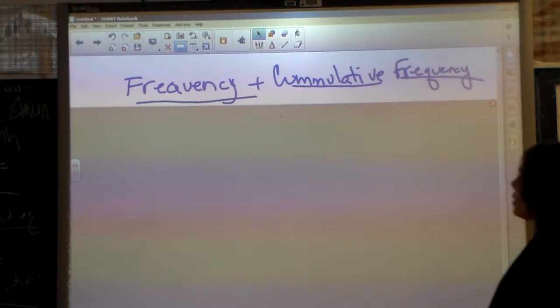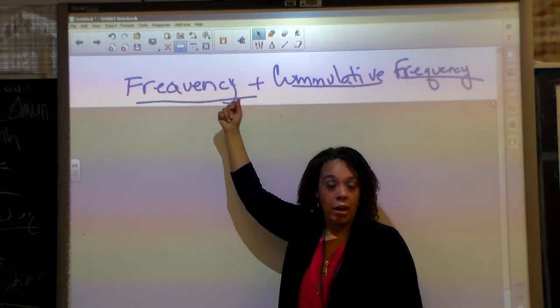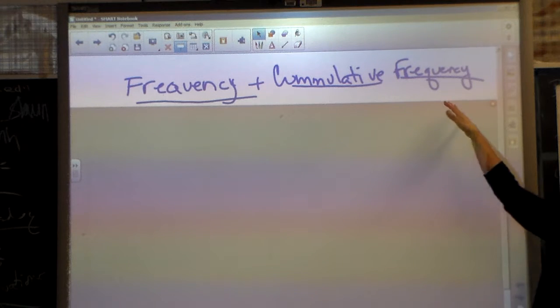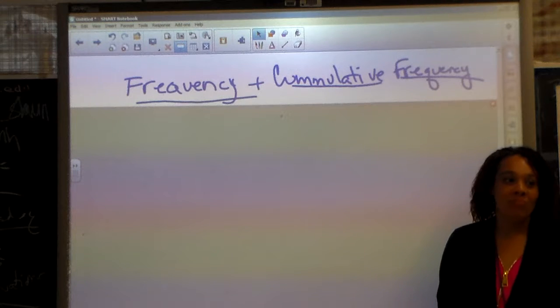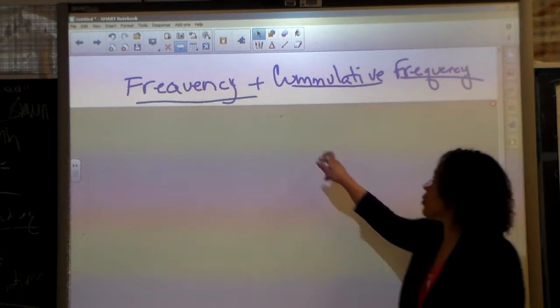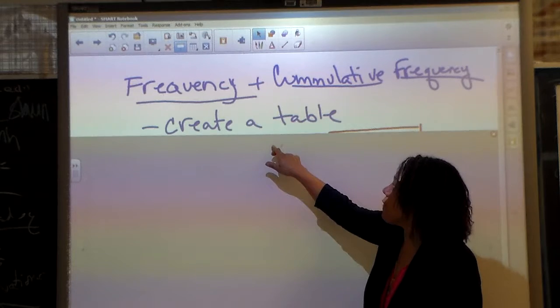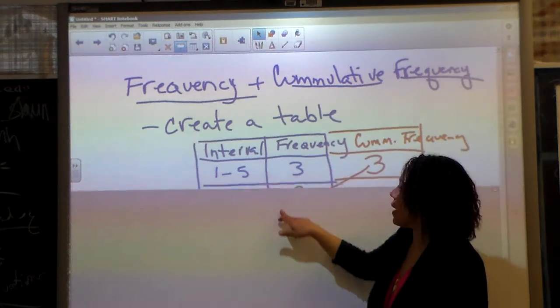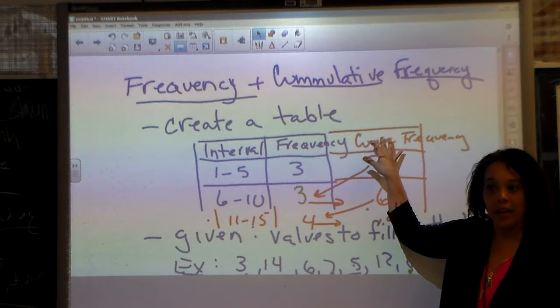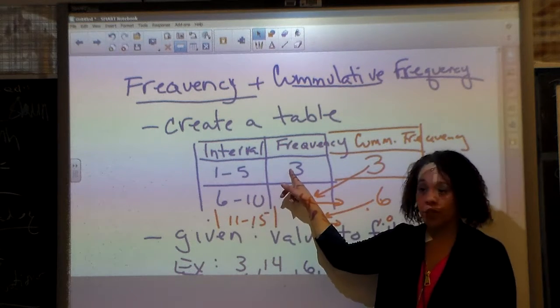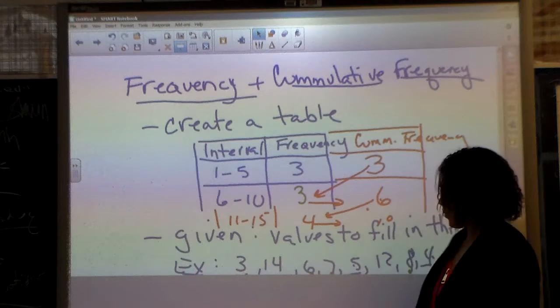One on frequency and the other one on cumulative frequency. So I put them both in the same notes because we're reviewing, okay? The way I chose to review this one was kind of hands-on. The first thing you want to do is create a table. So what I recommend is please don't write the red yet, only write the blue first, okay? Just write the blue first.